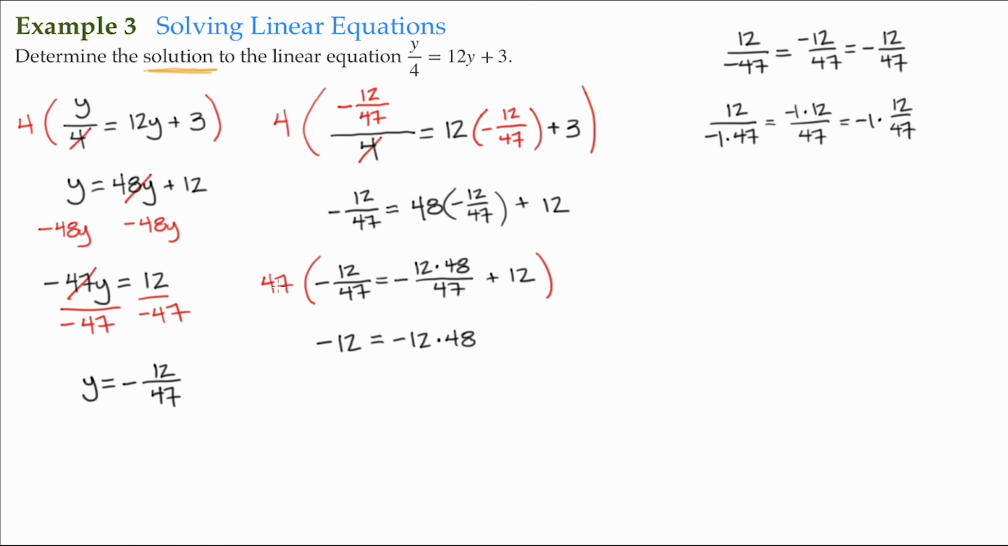And then, of course, I have 47 times 12 here, and 47 times 12. That's 564. So I'll rewrite this as negative 12 times 48. That's negative 576. And then, of course, plus 564. And negative 576 plus 564 equals negative 12. So it's a true statement. So it looks as though y is equal to negative 12/47 is the solution to this linear equation. And there you go.